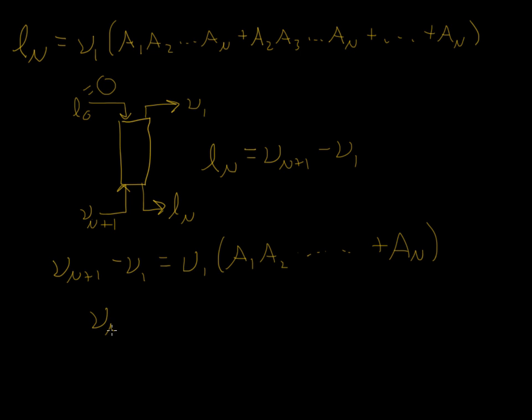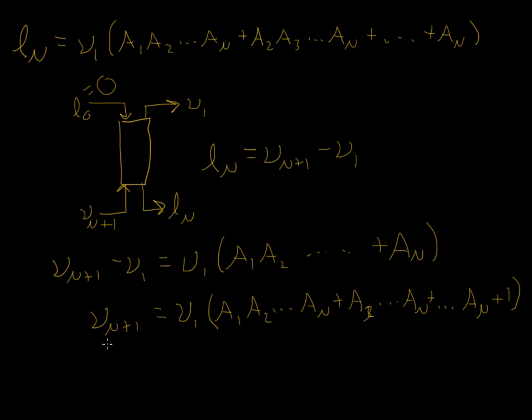We can say Vn plus 1 is equal to V1 times the product of A's, all the way to AN, plus the next term, which is the product of A's from A2 to AN, all the way to this AN by itself term. And then because we've brought this V1 over to this side of the equation, we have a plus 1.